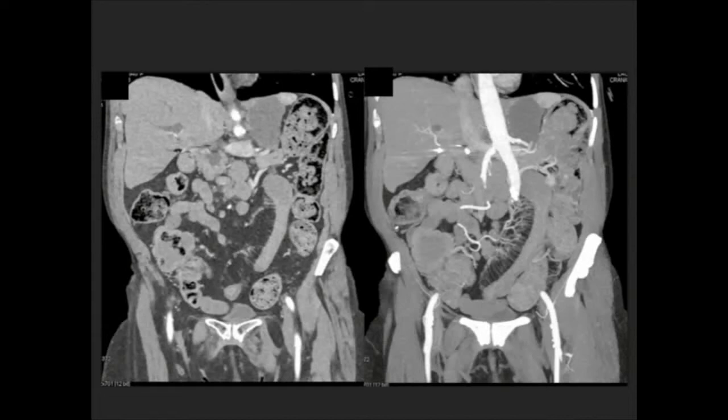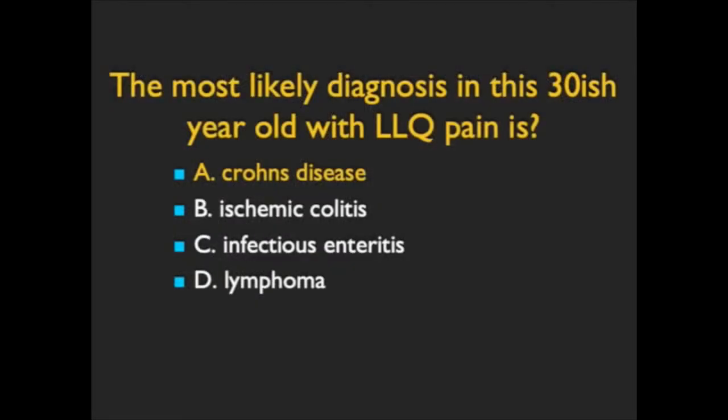This is not the appearance of ischemic colitis. It's not the appearance of infectious colitis. There's no mass effect or infiltration. This is not lymphoma. The fatty infiltration, the comb sign, classic example of Crohn's disease. Just a beautiful case.